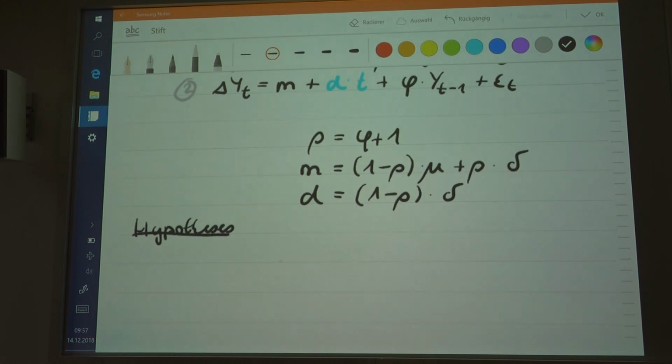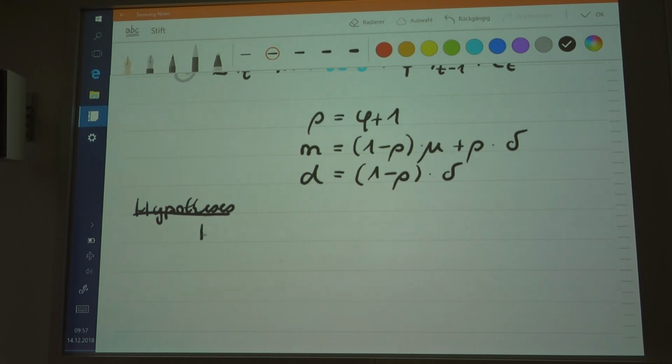Okay, so this is what you would get. The first one is that the null hypothesis states that rho is equal to 1 here, or basically here for the second model, and the alternative is that the absolute value of rho is less than 1.